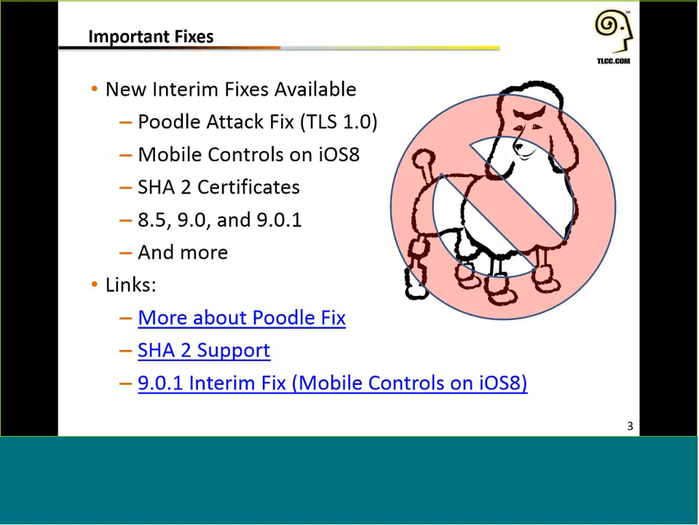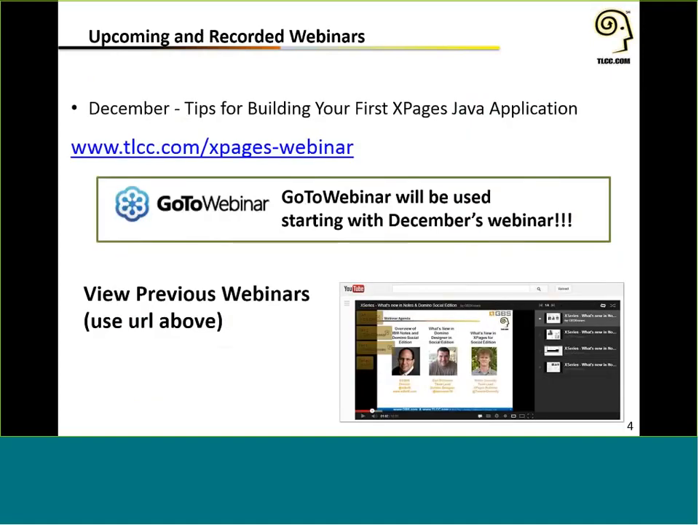So I put some links up there. You can go learn more about this Poodle attack and fix and the SHA-2 support, as well as the 9.01 interim fix that has all these security fixes as well as the mobile controls fix. I believe Rob was going to put the links in the chat in the WebEx, and you'll also get these slides that have these links as well.